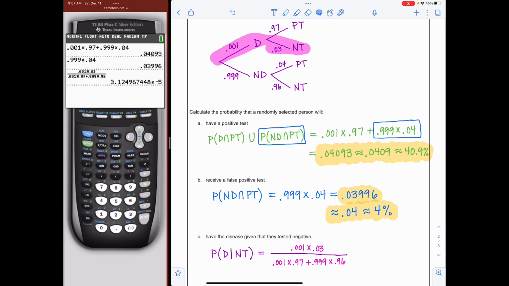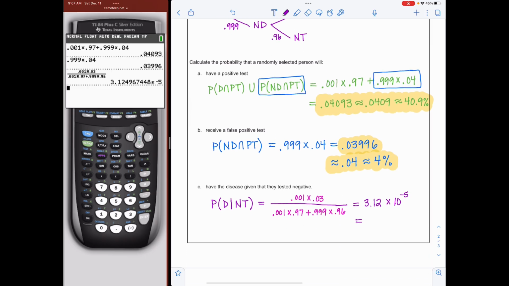And when we do that, we will end up getting 3.12 e to the negative 5. So remember, that is scientific notation. And if I wrote it out in 3 sig fig, it would be 3.12 times 10 to the power of negative 5. And if we were to write it out as a regular number or a decimal, it would be 0.0000312.